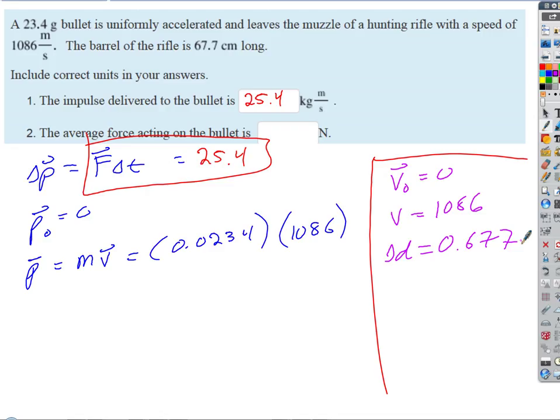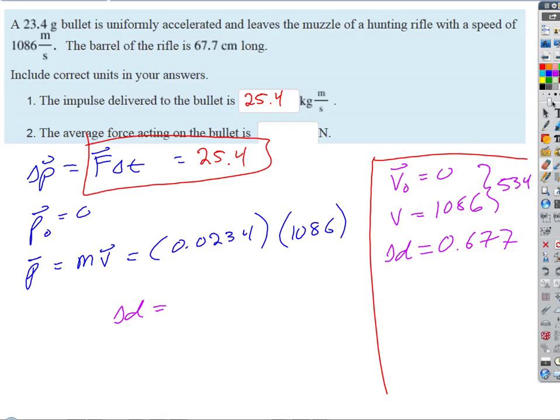You could also do it this way. You could also find delta T. What's another way you could find delta T? Well, what's the average velocity going to be? Because it accelerates uniformly, it starts at 0 and ends at 1086. What's the average? 543. Good. So 543 would be the average velocity, right? And we know delta D is 0.677. So if we use that formula, it's 543. Oh, whoops. Yeah, you're right.